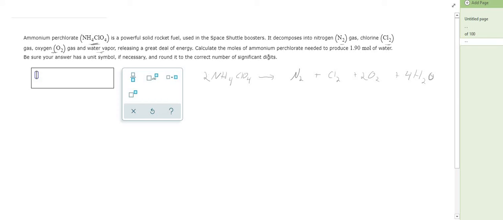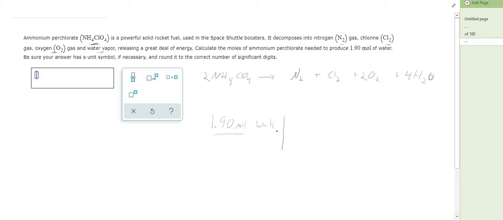Okay, so it says calculate the moles of ammonium perchlorate needed to produce 1.90 moles of water. I guess it'd be kind of a boring one now that we did all that work to get a good chemical equation, but let's just do this. So I am going to produce 1.90 moles of water.